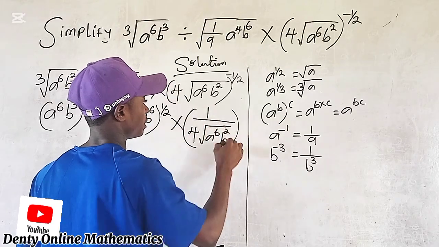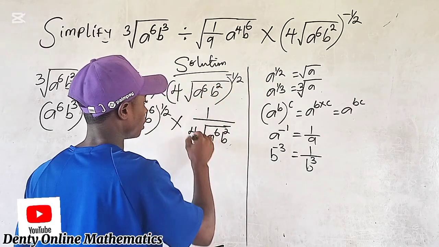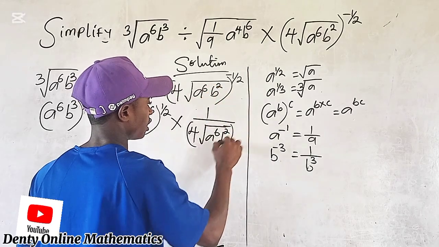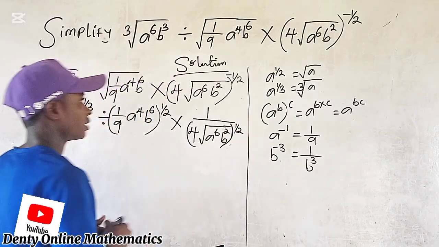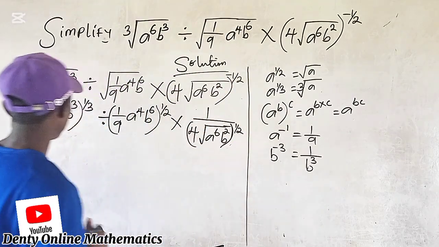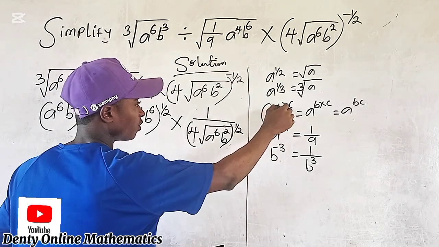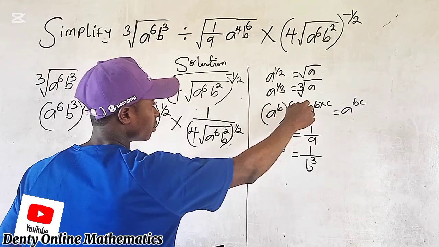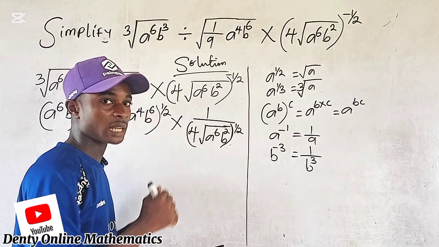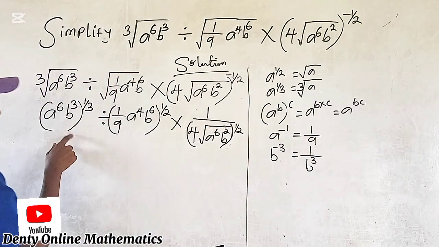So this becomes half. It's no longer negative half. Now let's break this down. We said if you have a raised to the power of b, raised to the power of c, you multiply the exponents, the one inside and the one outside the bracket. So we are going to do that here.